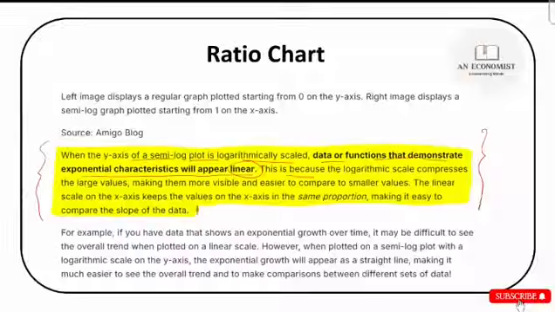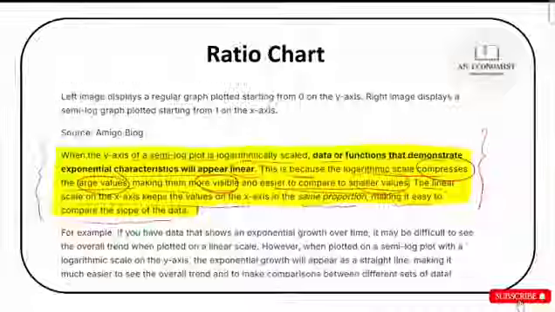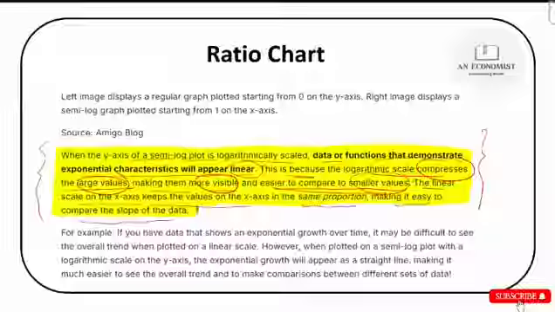This is so because the logarithmic scale compresses the larger values, making them more visible and easier to compare to smaller values. The linear scale on the x-axis keeps the values on the x-axis in the same proportion, making it easier to compare the slope of the data. So this is the reasoning, that the logarithmic scale compresses the larger values, making them more visible and easier to compare to the smaller values. I hope this is understood. This is the benefit of using a logarithmic scale for one axis, right?